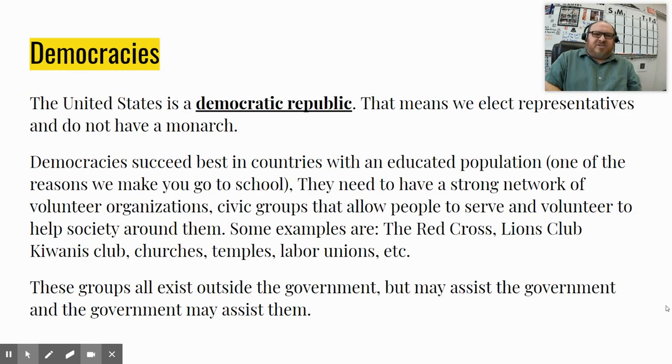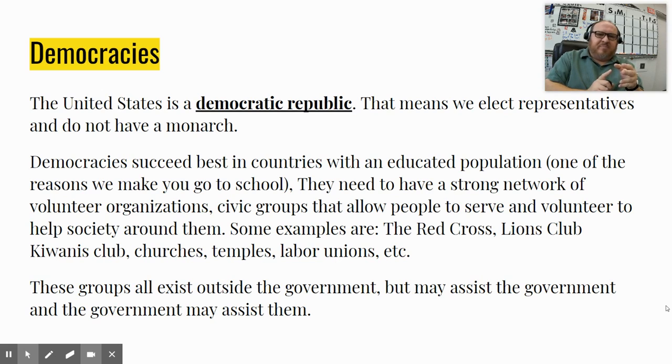So the US is what we refer to as a democratic republic. That means that we elect representatives, and we do not have a monarch. No king, queen, or emperor, right? Democracies succeed best in countries that have an educated population. That's one of the reasons why we have public school and make you go to school. Another is a strong network of volunteer organizations, like the Lions Club, Kiwanis, and Rotary, the civic groups that allow people to serve and volunteer.